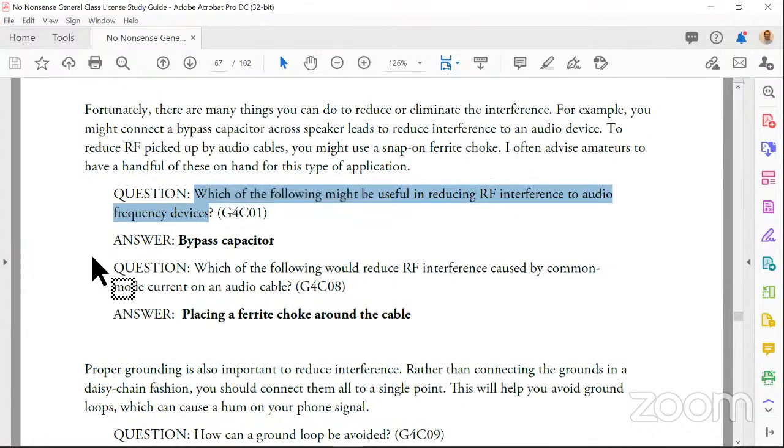So now we come to doing something about the interference. Which of the following might be useful in reducing RF or radio frequency interference to audio frequency devices? So we're causing interference. Earlier we said we had SSB causing interference, CW causing interference. But what can we do to those audio devices? This is where learning the various types of components, resistors, capacitors, inductors, and so on, comes in. We can use them to solve problems, and that's exactly what we do here to reduce the RF interference to audio devices. We can use a bypass capacitor.